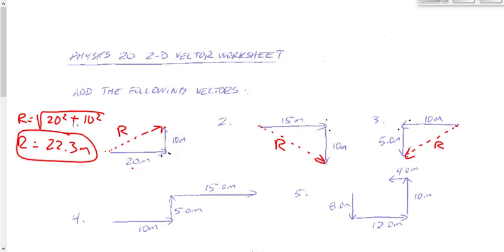Pretty much the same question as we had as our example. Now let's take a look at the next one. We're going to say in this case r is equal to what? 15 squared plus 10 squared. Let's square root that. 225, 325, square root of 325 is what? What'd you get? 18?